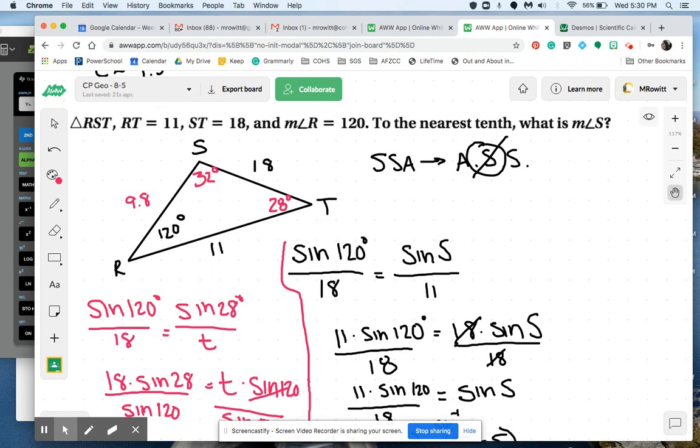So it's a good visual check of, okay, well, my biggest angle is 120. Okay, 18 is my biggest side. That goes together. My smallest angle is 28 degrees, and 9.8 is my shortest side. It makes sense. It logically connects. Don't ever not spend that 10 seconds just looking to make sure your answer makes sense.